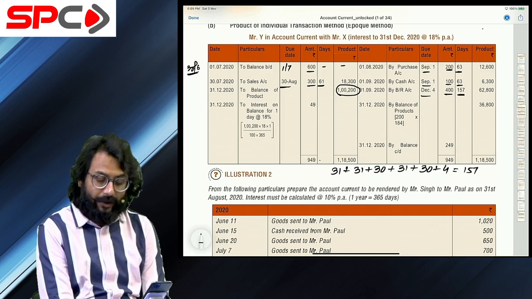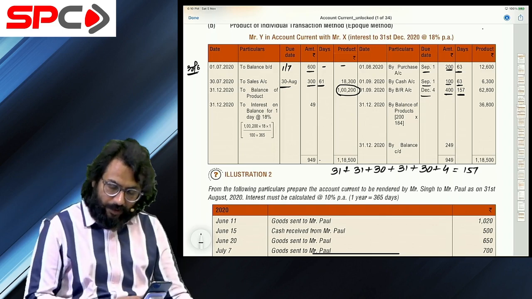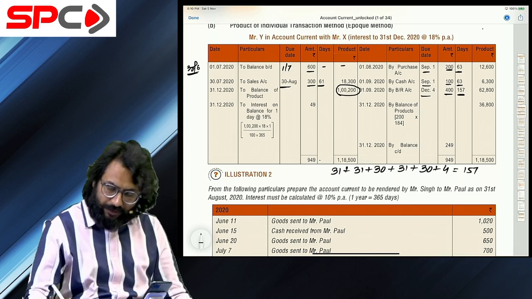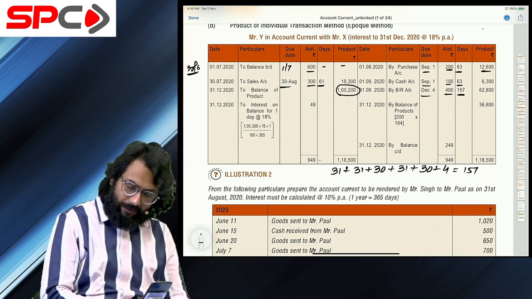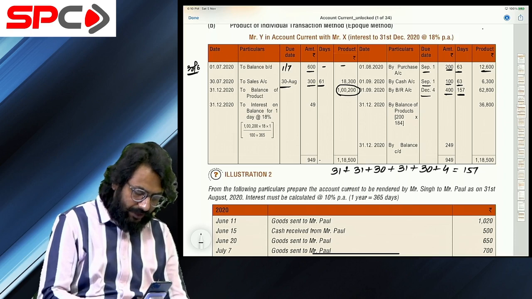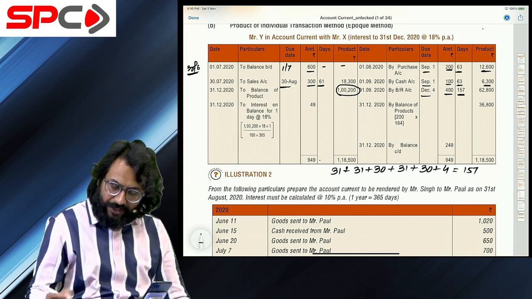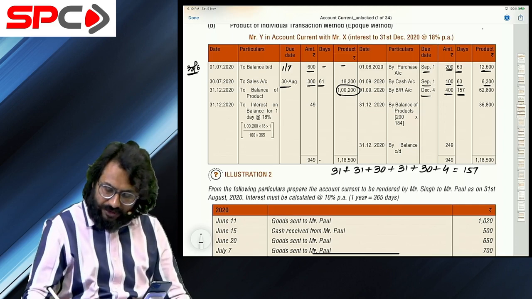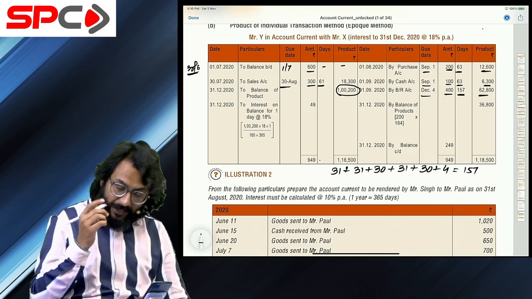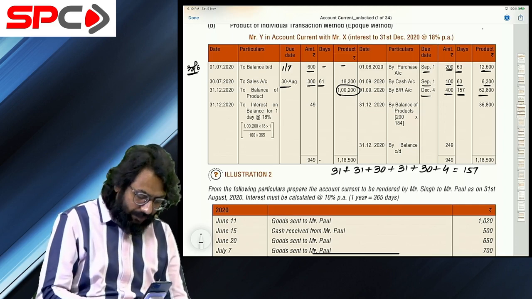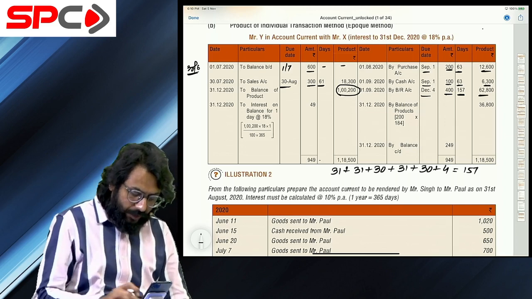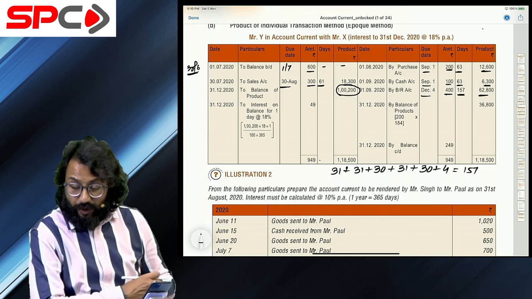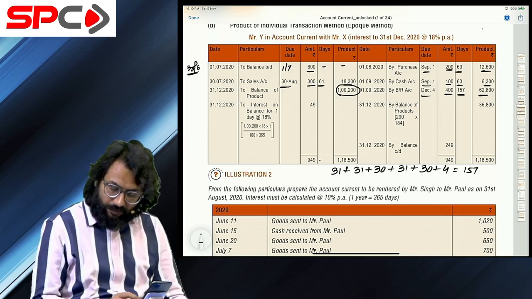Now calculate the product. 200 into 63, it is 12,600. Then 100 into 63, 6,300. Then you take 400 into 157, it is 62,800. And then you take 300 into 61, it is 18,300. Now, if I take the balance, what is the balance?